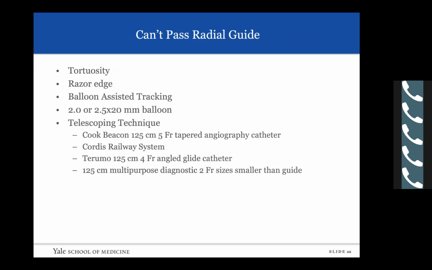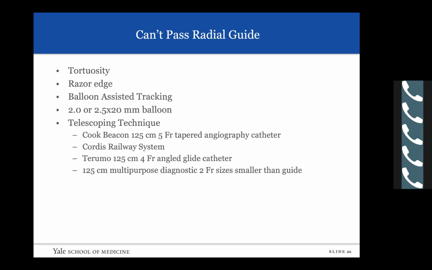One of the common things that happens is we can't pass the radial guide either because of vasospasm or tortuosity with what's called a razor edge phenomenon. And that's simply because the wire is floating around the inside of the guide catheter. The tip of the guide catheter is much stiffer and less tapered than a diagnostic catheter, and it frequently will refuse to cross those lesions.